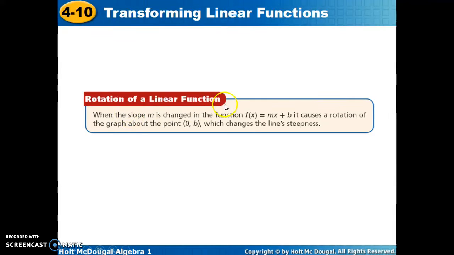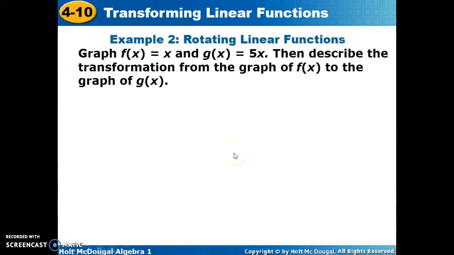When just the slope changes, we have a rotation. f of x equals x. We're starting with the parent function. g of x equals 5x. We want to graph those and describe the transformation from f to g.